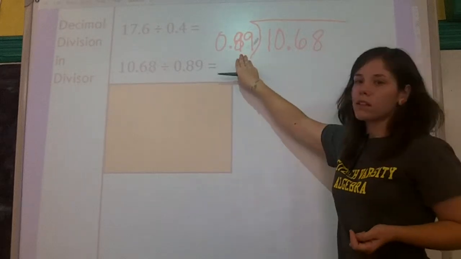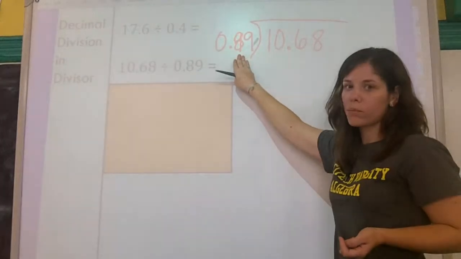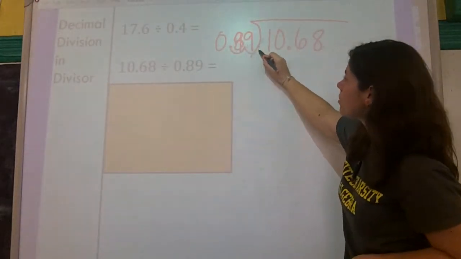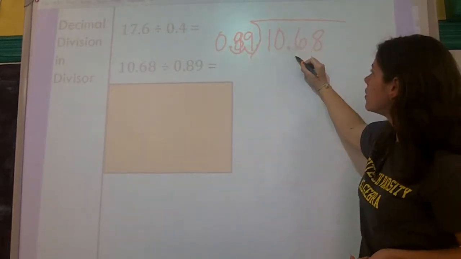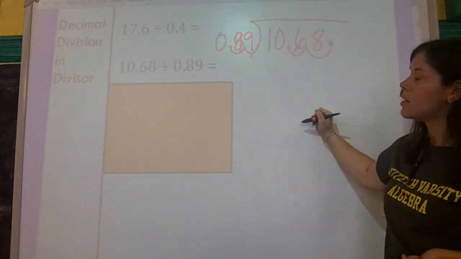We all know we can't start dividing until this number is a whole number, and to turn it into a whole number, we need to scoop our decimal to the end. This time I need to scoop 2 times. Whatever I do outside, I have to do inside. Make sure you drop it off so that you stay organized. And now let's rewrite it.